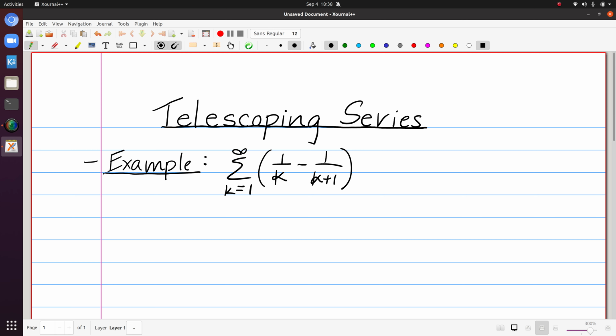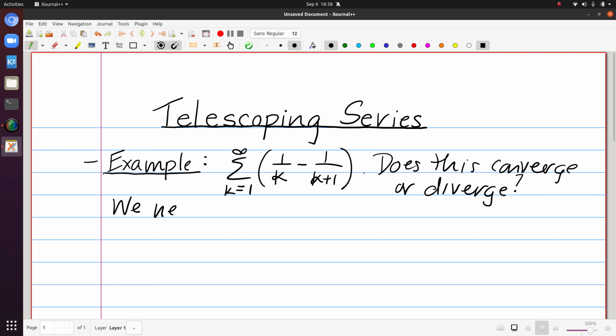And suppose that our goal here is to determine whether or not this series converges or diverges. Then from our definition of convergence, does this converge or diverge? We need to consider the sequence of partial sums, S of n. And in particular, we want to know the limit as n approaches infinity. So we need to find the limit as n approaches infinity of S sub n.